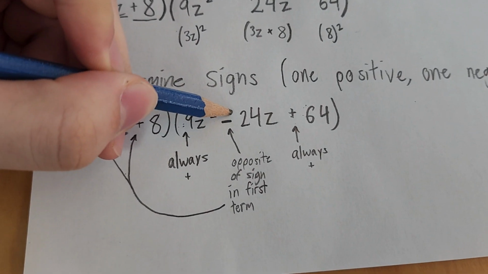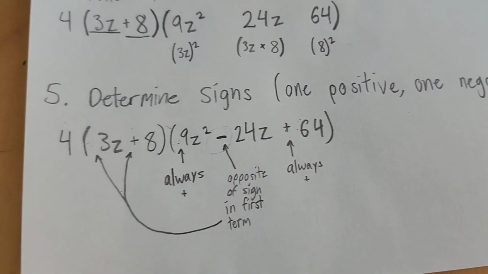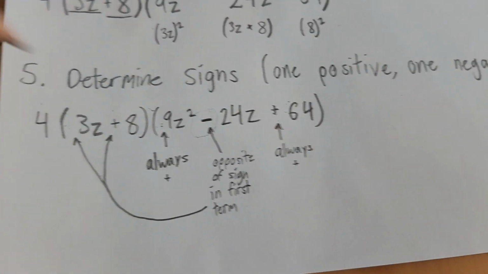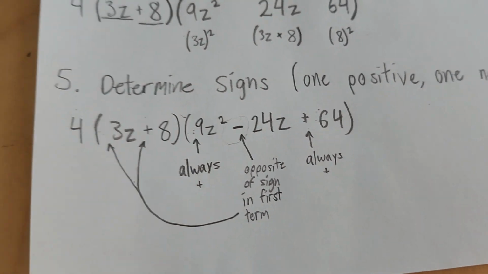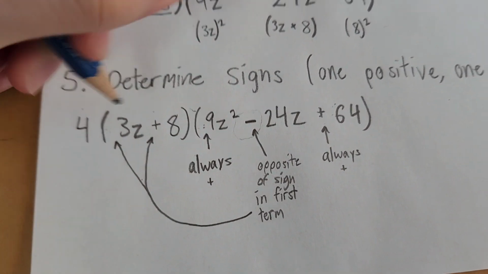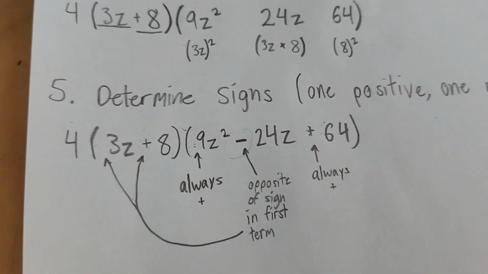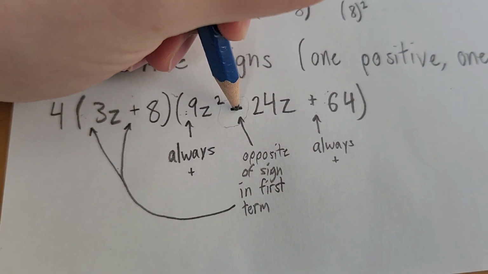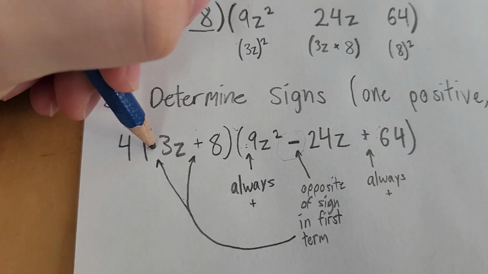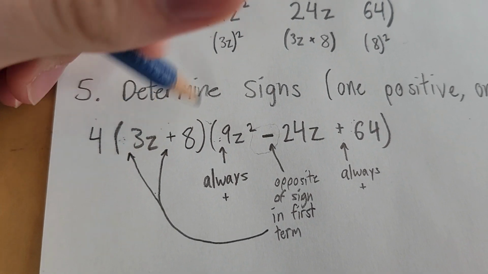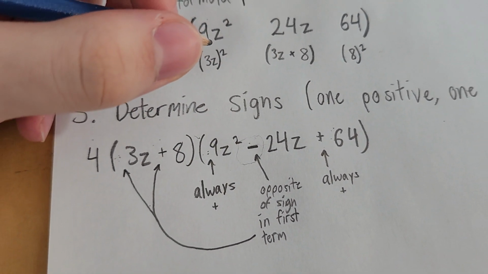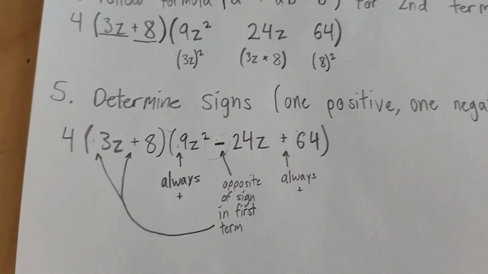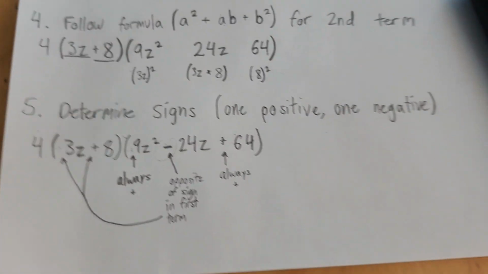And now for this middle term, I put a negative here, right? And I wrote the opposite of the sign in the first term. Now, in this first term, if there are any negatives at all, if it's negative 3z plus 8 or 3z minus 8, then this sign will be positive. Because they're both positive in this bracket, then this sign is negative. All right? So those are just the pretty basic steps on how to do this.